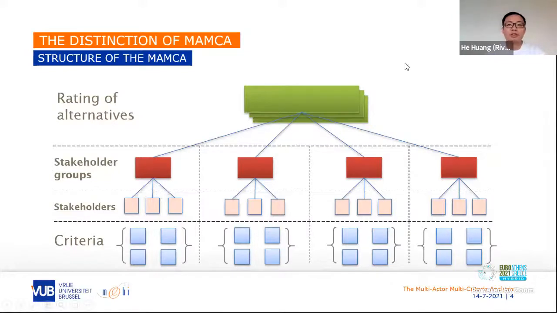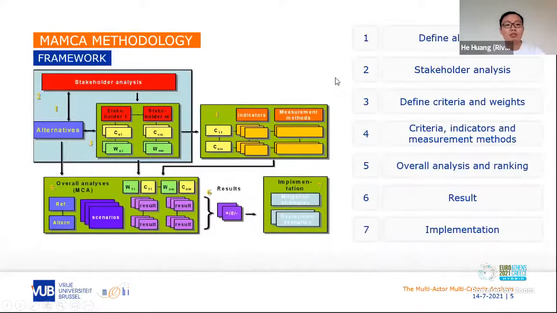This picture illustrates the MAMCA framework. It consists of 7 steps: define alternatives, stakeholder analysis, identify criteria and weights, define criteria indicators, overall analysis, result discussion, and implementation.